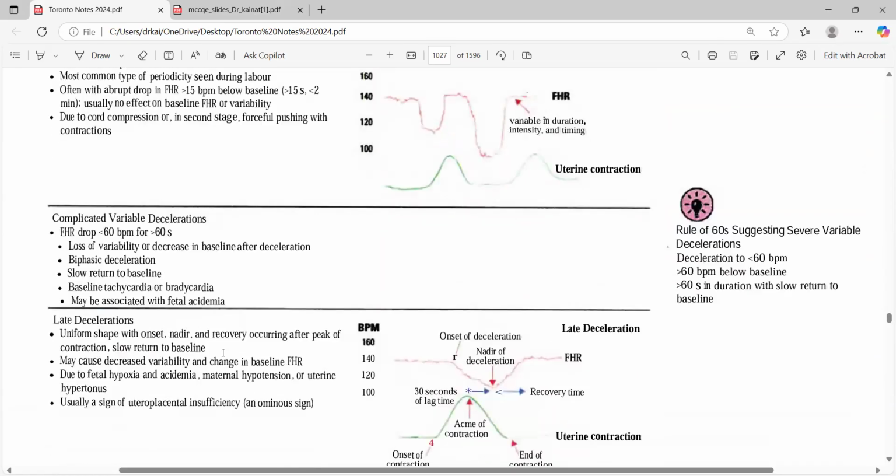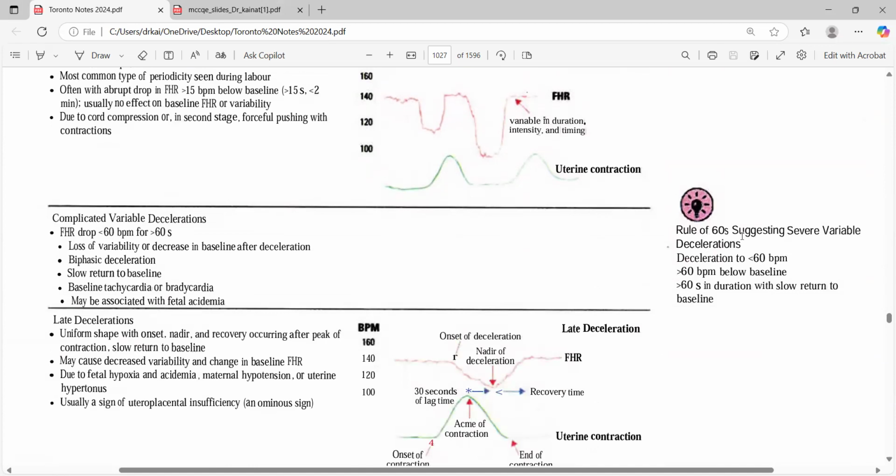It's very unlikely they will ask you about that, because complicated variable deceleration is hard to tell from pictures. It's mainly obstetricians who go along with it. Then the late deceleration is basically uteroplacental insufficiency. So these words you have to keep in your head or on your fingertips so you can do the diagnosis right away.